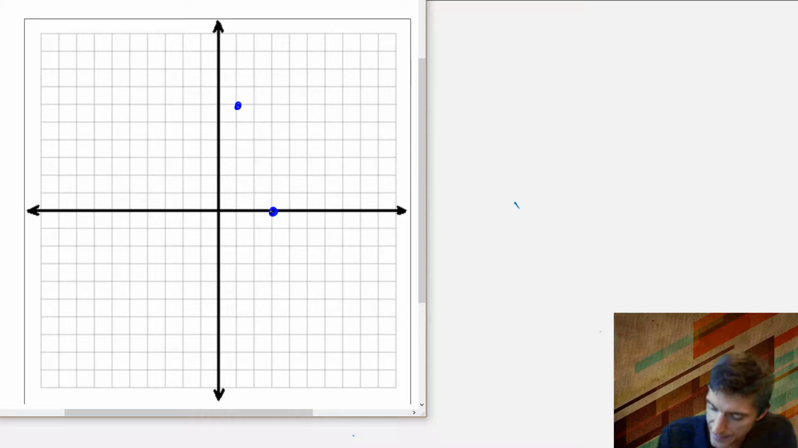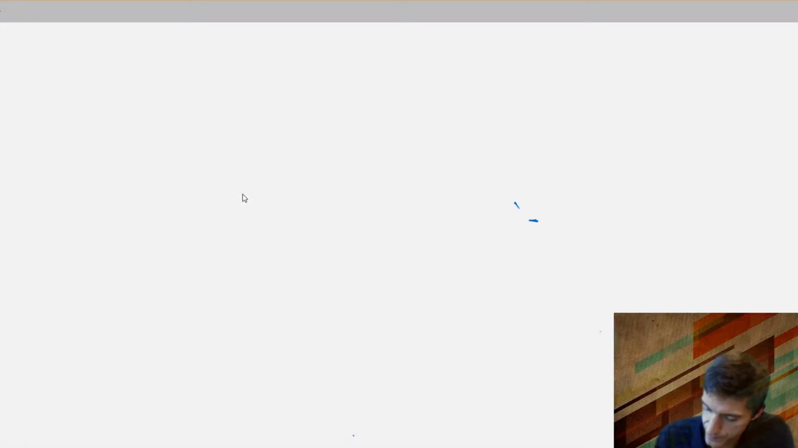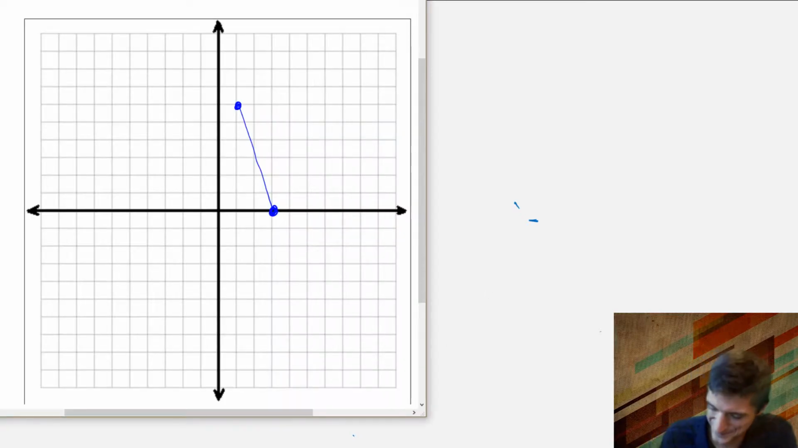Let's say that I had this line segment right here. This line segment has a point at 3, 0, and 1, 1, 2, 3, 4, 5, 6.